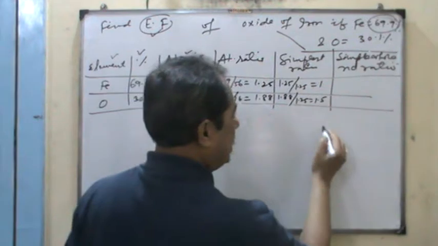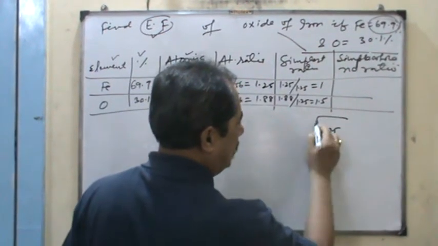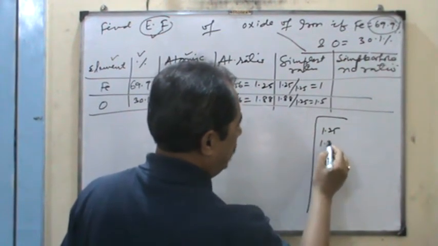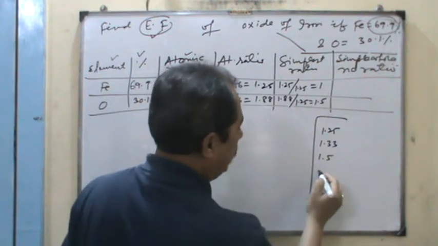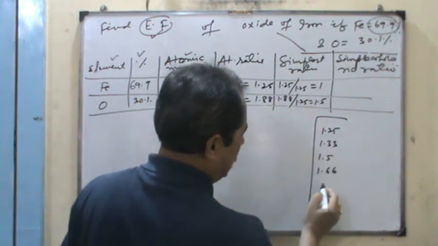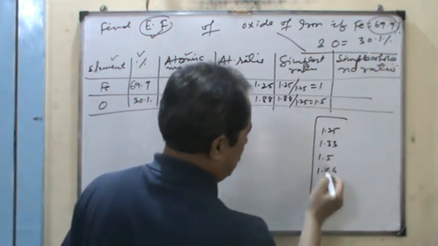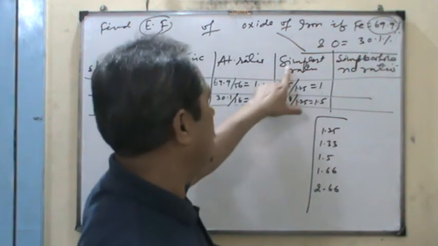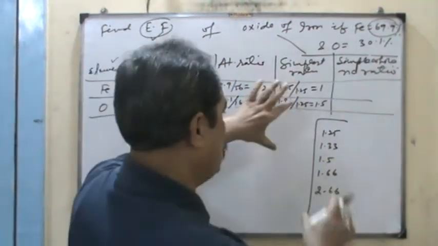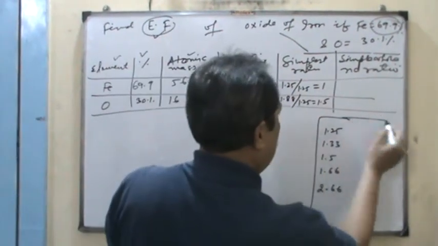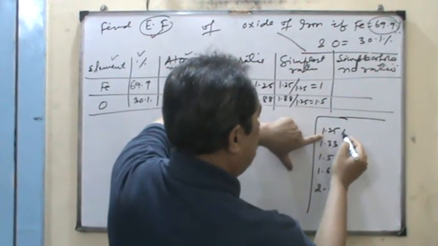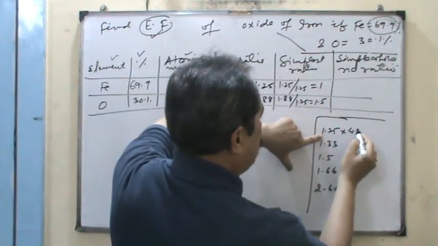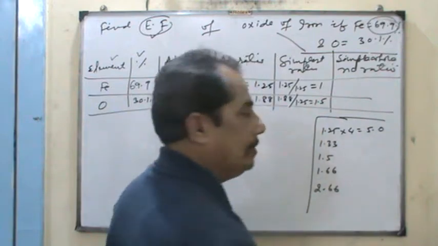So if we will get here 1.25, you remember it, 1.33, 1.50, 1.66 or 2.66, you will get these values here in the simplest ratio. You have to make a table. If I have to get the simple whole number ratio of the 1.25, then you have to multiply 1.25 into 4. Exactly, you will get 5 as the answer.